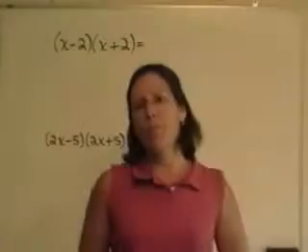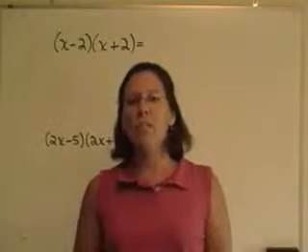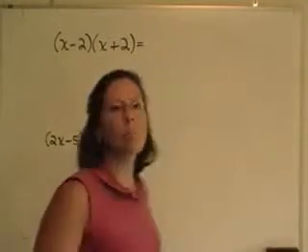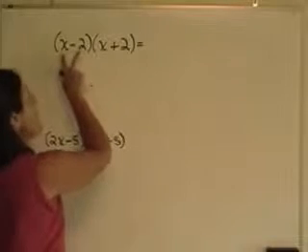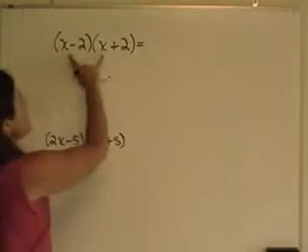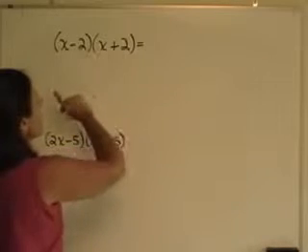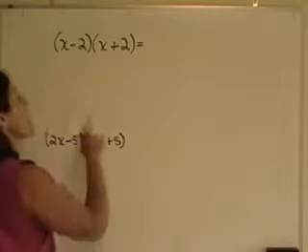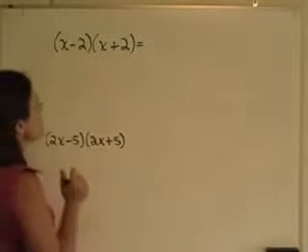Taking you back to previous chapters, let's just look at foiling some special binomials. They're called the sum and difference of like terms. I have 2 examples on the board. The first one, a binomial x minus 2. The second binomial x plus 2. Please notice that the first terms are alike, and so are the second terms, but one is separated by a minus sign, and one is separated by a plus sign. It's called the sum and difference of like terms.